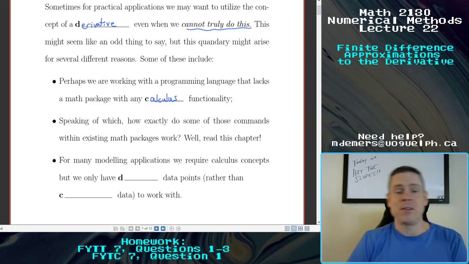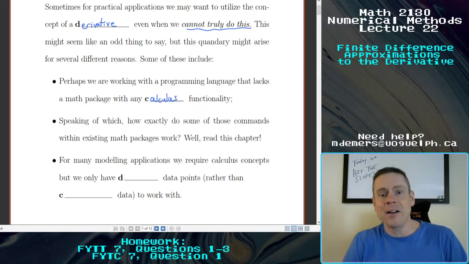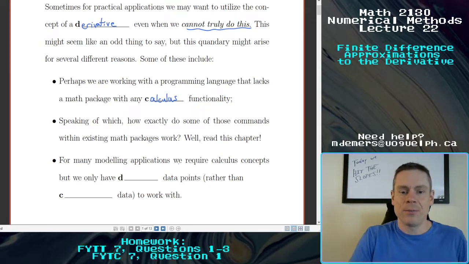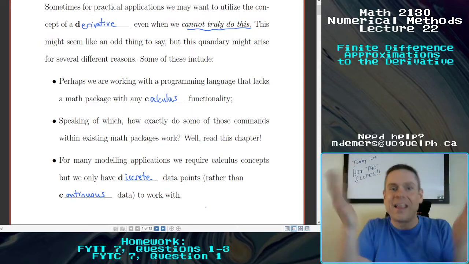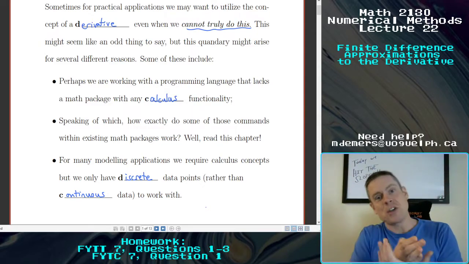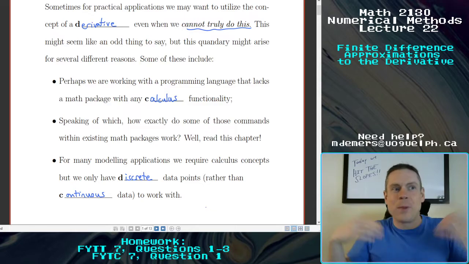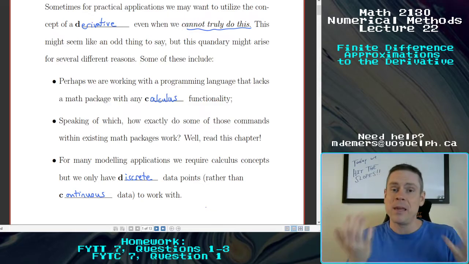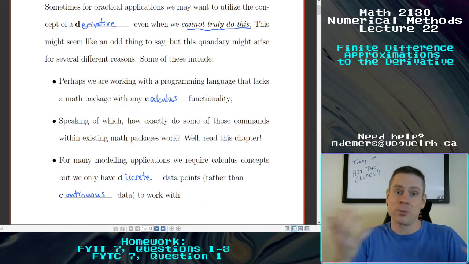Another thing that can come up is that for modeling applications, this is pretty common. You might require calculus concepts, but we only have discrete data points rather than continuous data to work with. So that means, right, if you think about it, the definition of the derivative requires us to be able to take a limit and get in as close as possible. But maybe we can only take measurements at certain points of time. So we don't have continuous data. Well, therefore we can't define a derivative properly, but maybe we can find a way to estimate what the derivative would be if there was a continuous function going through those points.